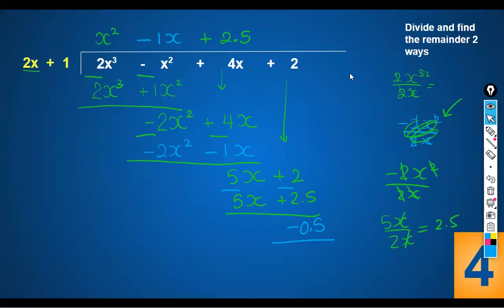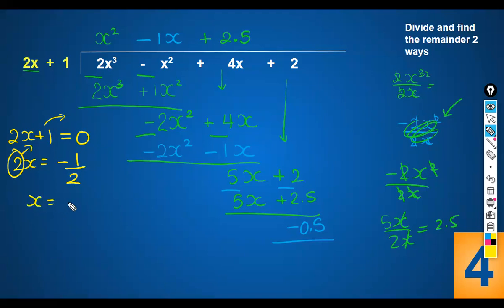And you can do it the shortcut way as well, right? Now, for the shortcut way, remember, when you put 2x plus 1 equal to 0 and you solve for x, you're throwing across positive 1, you will get minus 1. 2 is a multiply, you get a divide. So when you solve for x, you'll get minus 0.5. You have to go and replace all the x's here with minus 0.5.